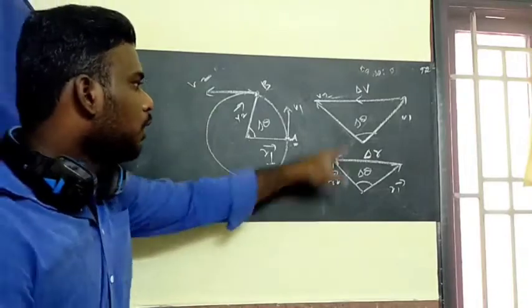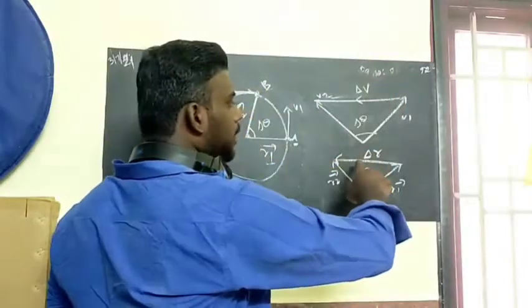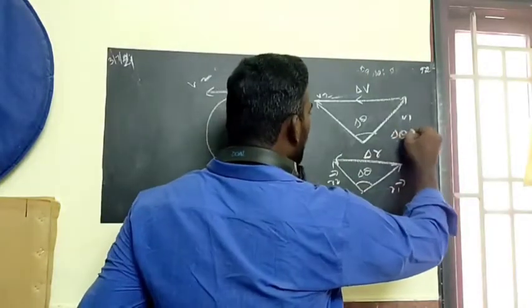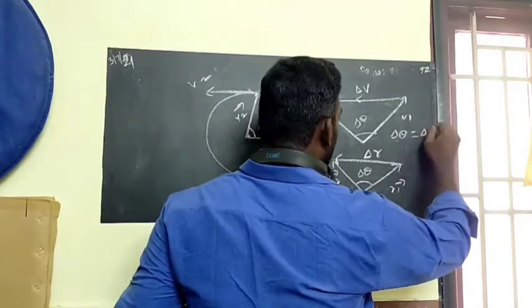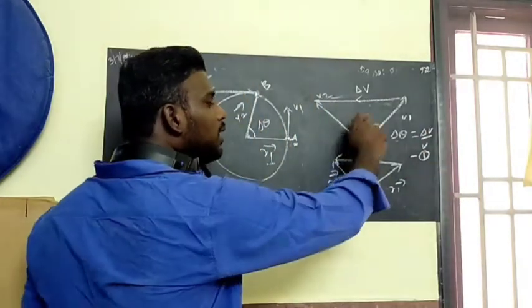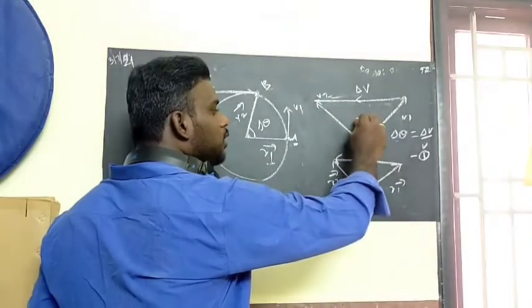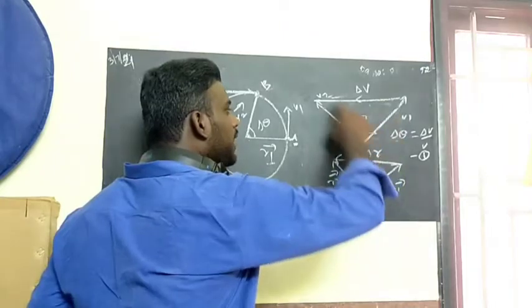Is that clear? Now using the concept of plane angle. What is the plane angle? The plane angle is equal to arc length divided by radius. For this triangle, the arc length is del V and the radius is V, so del theta equals del V divided by V. This is equation number 1. The plane angle is given by arc length to the radius.